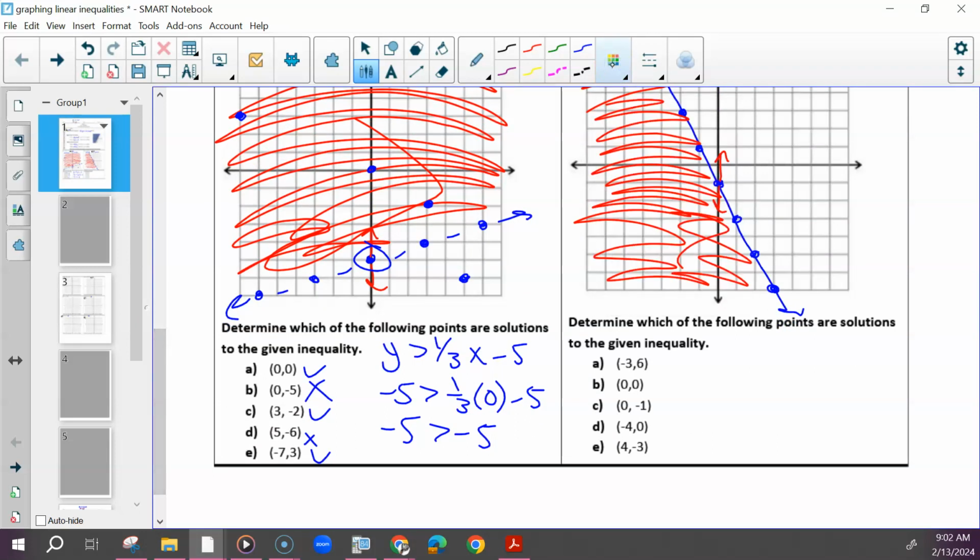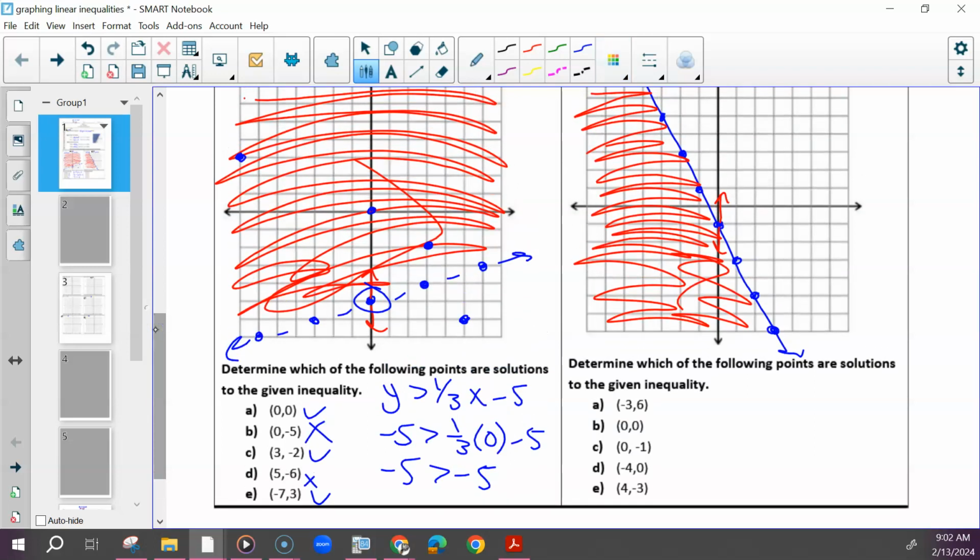If we were to look at these points, -3, 6, would that be a solution? No. 0, 0, would that be a solution? No. Also no. 0, -1 falls on the line, we'll come back to that one. -4, 0. Yes. And 4, -3.